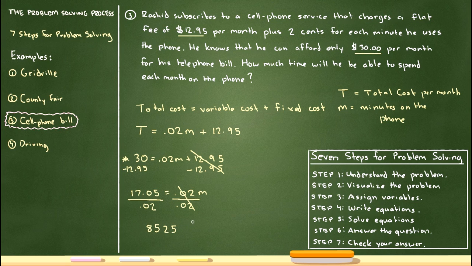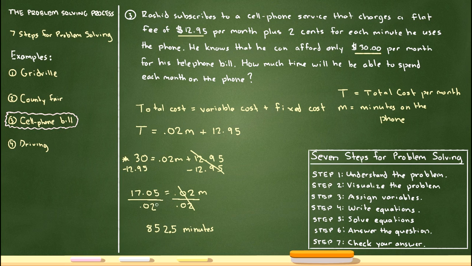So 85.25. And if you multiply by 5 and then you multiply by 10, that's the same thing as multiplying by 50. So normally the decimal point would be right here, but I multiplied it by 10, so the decimal point will be right here. So 852.5. And this is minutes, right?